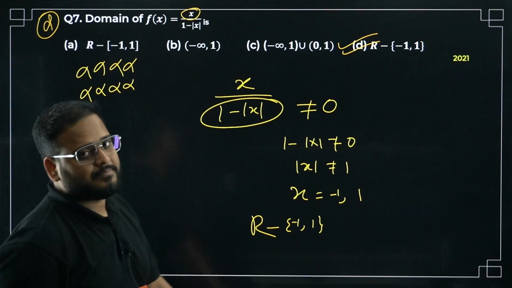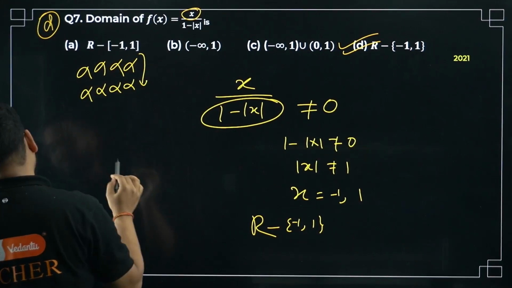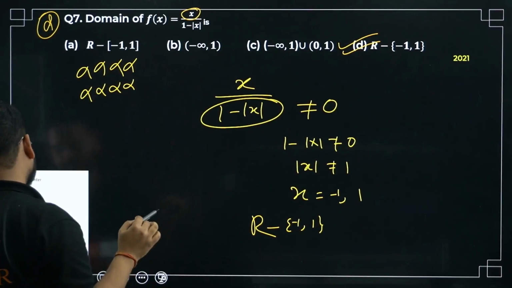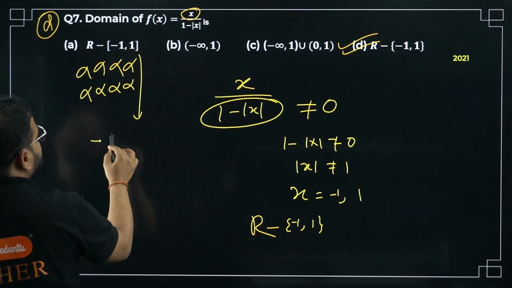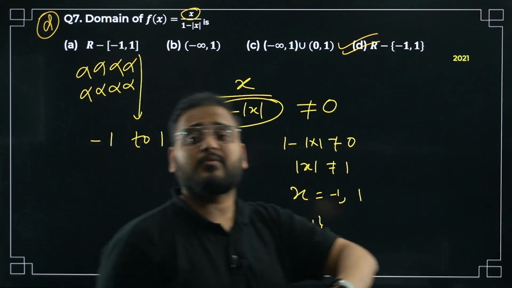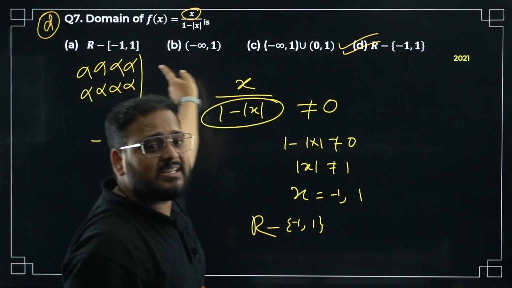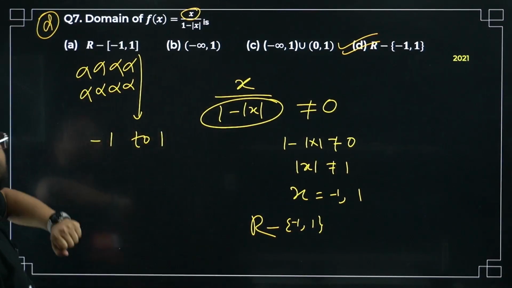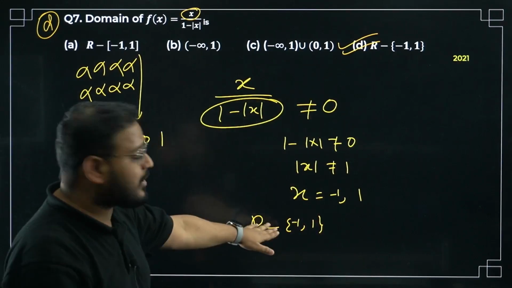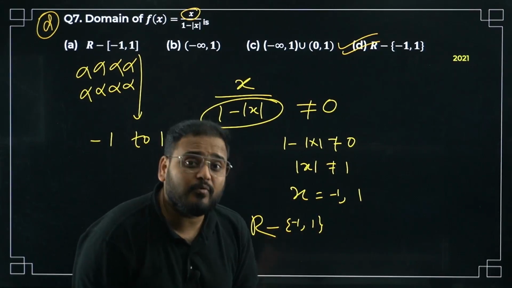How come, sir? Minus 1 to 1. What does this mean? Minus 1 to 1 means all the numbers between minus 1 and 1 are removed from the real number set. Removing means even 0 is removed, even 0.999 is removed. All of this is removed. But what is the question statement saying? The domain part is saying only remove minus 1 and 1.